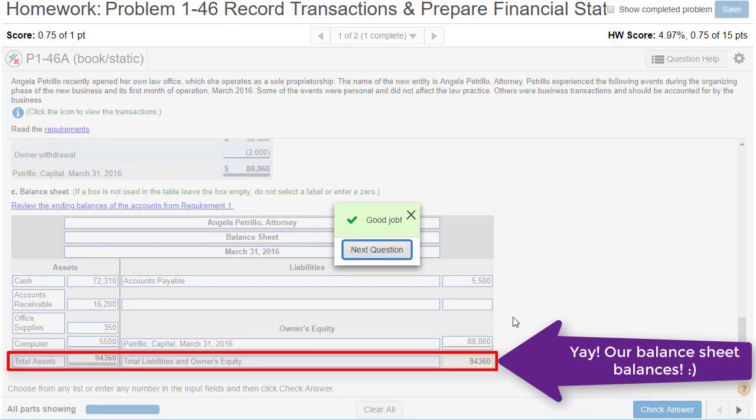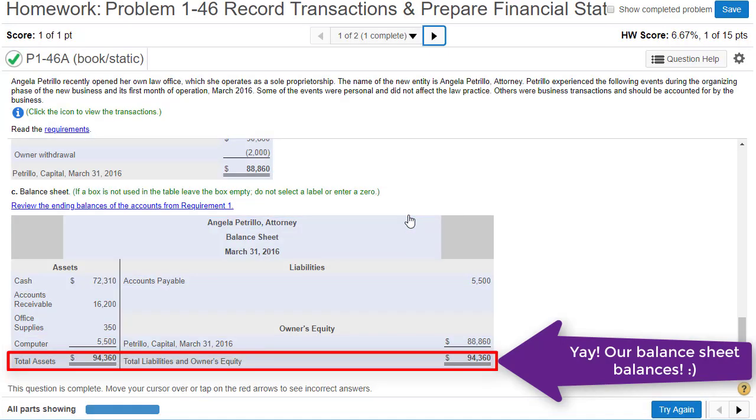Woohoo! So again, the balance sheet shows how much the company owns. In this case, the company owns $94,360 of assets. And of that $94,360, others own $5,500 of it, and the rest, $88,860, is owned by the owner, Petrillo. So they do not have a lot of debt for the amount of assets they have. Good job.